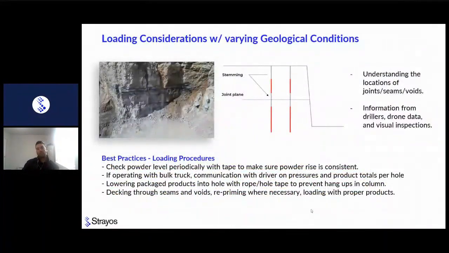So, some loading considerations. I know I used some of the example there, but being able to measure where there might be joint planes or weak bedding planes, or voids within your bench, will play a direct effect on how that's loaded. Gathering this information from not only a 3D scan, but also having good, accurate drilling information from your driller will play a huge part in understanding the location of these problem areas.